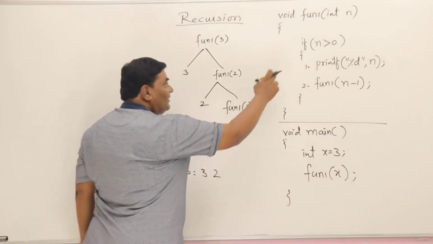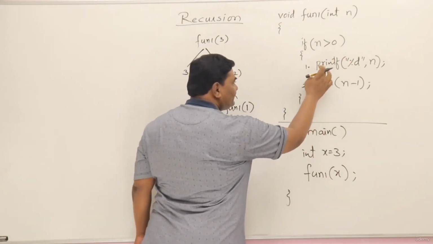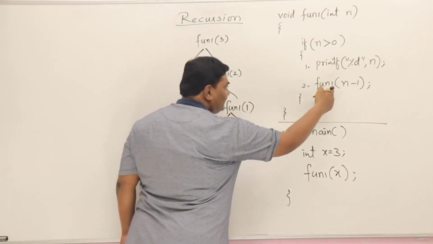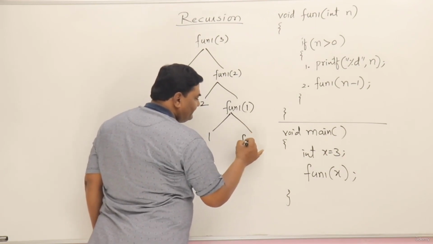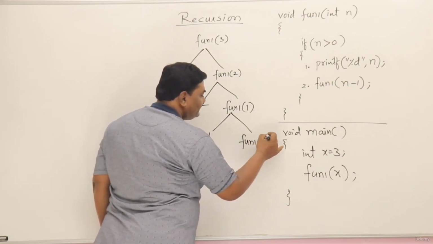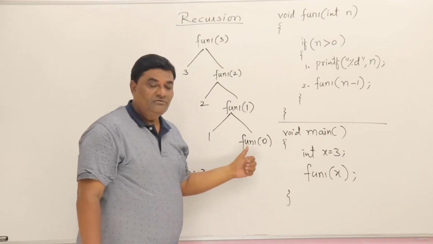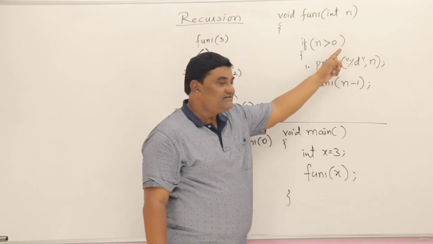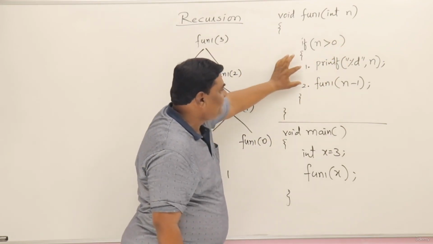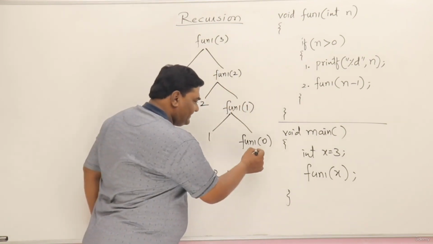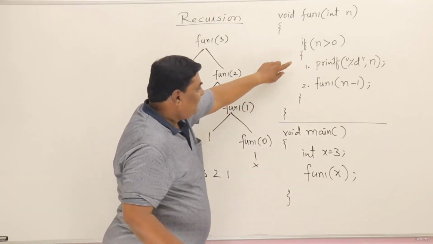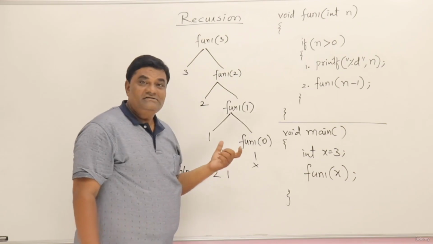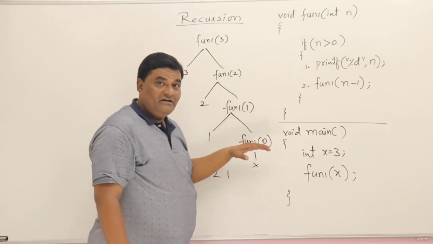So fun1 with 1. 1 is greater than 0. Yes. So perform two things. First step, print 1. So in output we get 1. Then the second thing is call for 1 minus 1. So fun1 of 1 minus 1 is 0. Now fun1 of 0: n, that is 0, greater than 0? No, it is not greater than 0. It will not enter inside, so it will not perform these two steps and it does nothing. So no printing and no calling, and it will come out of the function. So this call doesn't do anything. So there is no further calling.